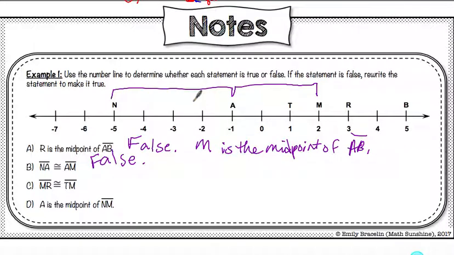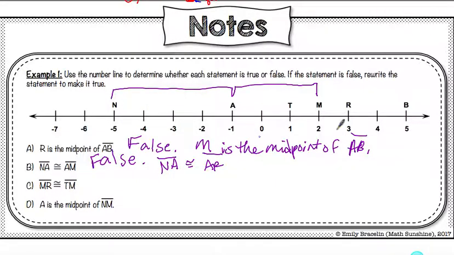NA is congruent to AR. AM is not long enough. So NA is congruent to 1, 2, 3, 4. They are both 4 units wide.